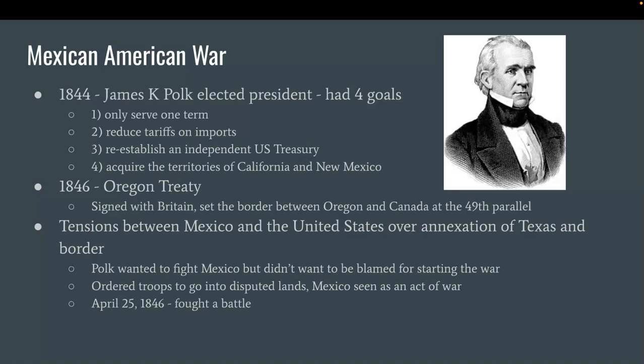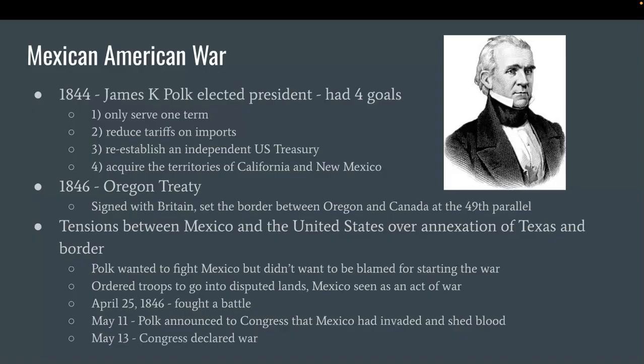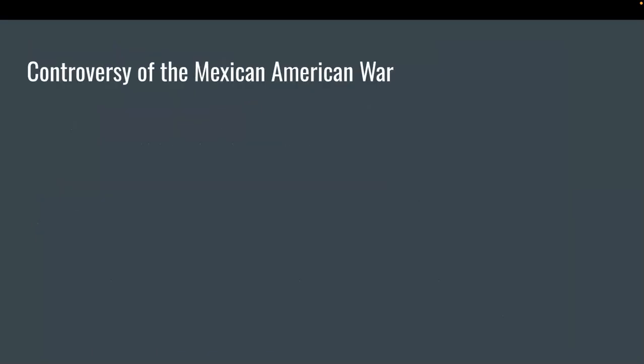So April 25th, 1846, a battle ensues. And on May 11th, Polk announced to Congress that Mexico had invaded and shed blood. So he's taking this narrative and he's twisting it. On May 13th, Congress declares war on Mexico.